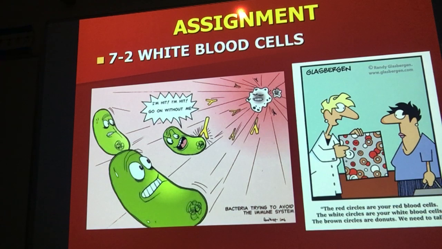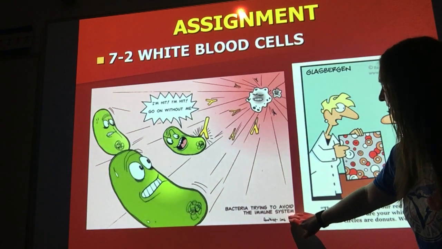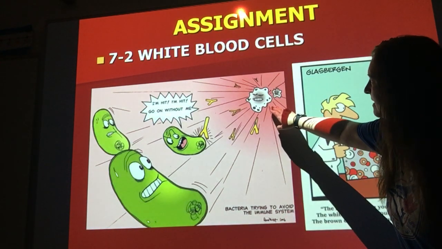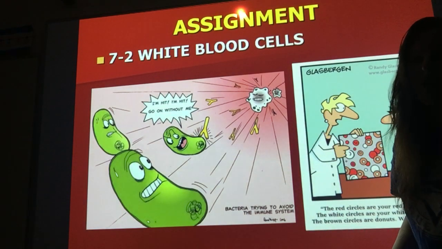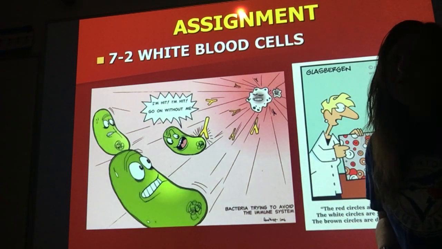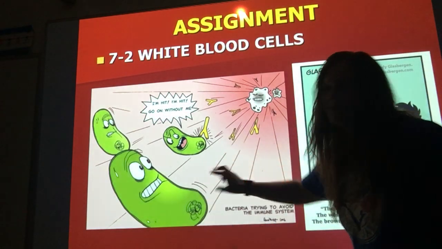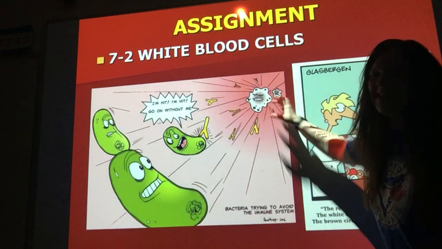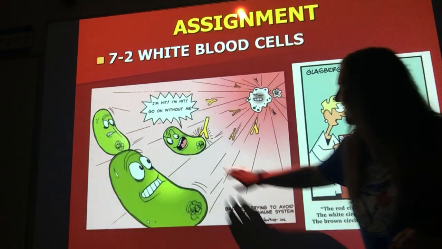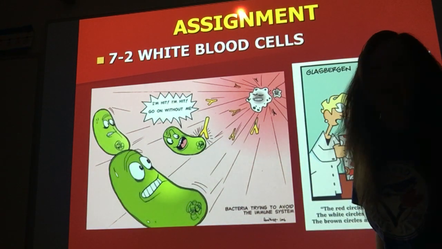And what are our funny jokes today? Bacteria trying to avoid the immune system. So that's our white blood cell. These are antibodies. We'll talk about it in a future unit. Oh, we would have already talked about antibodies a bit with blood typings before you've seen this. So these bacteria, these are the 4 invaders in your body. Your white blood cells are attacking, trying to get rid of it. And this bacteria, oh, I'm hit, go on without me.